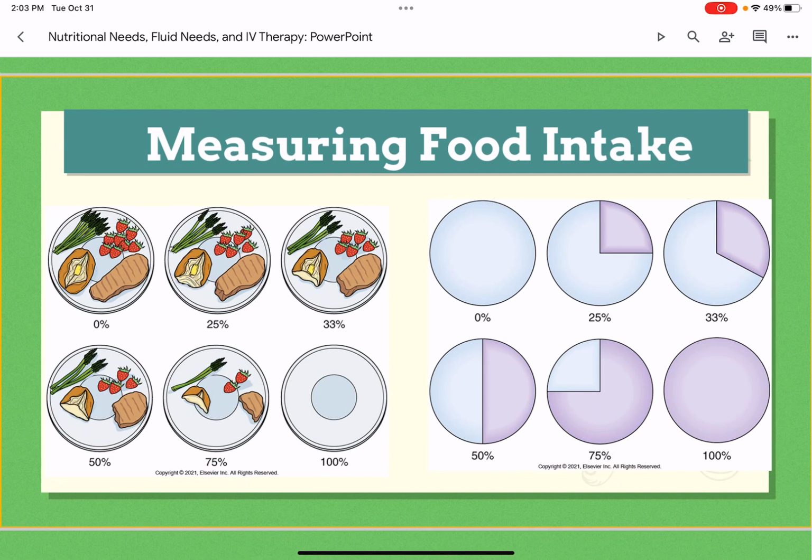To measure food intake, compare food left to that served. To estimate, record the approximate amount of food eaten. To calculate, subtract the amount left from the amount served. Then divide that number by the amount served, the number of pieces making up the whole, and then multiply by 100.